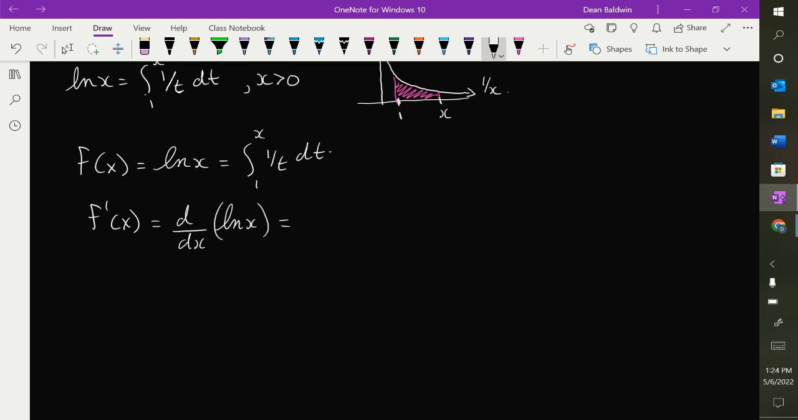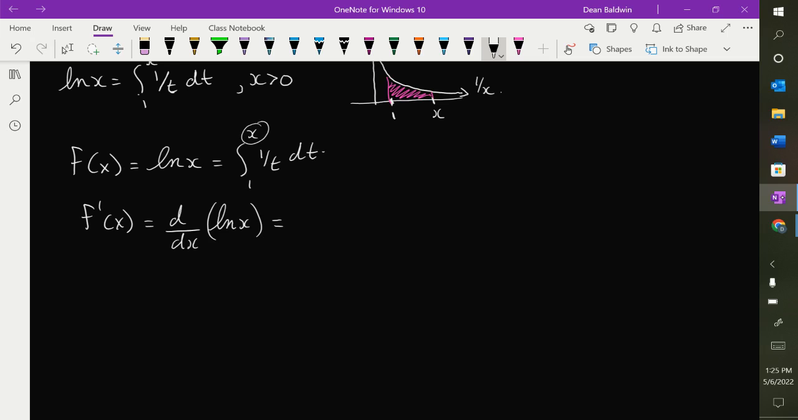Okay, so the derivative of the natural log, if you remember from the second fundamental theorem of calculus, when you're deriving an integral, they essentially cancel each other out, and this variable gets plugged into there. So the derivative of the natural log function is just 1 over x.